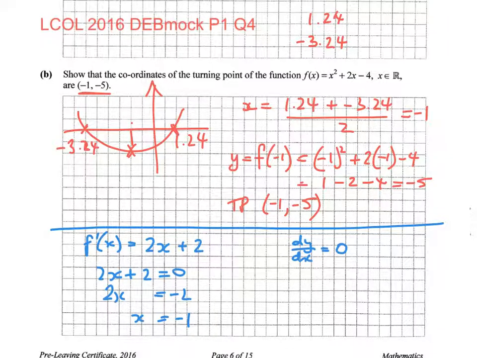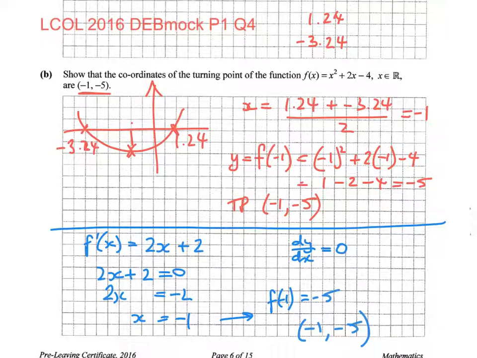And again, I then go and substitute that back into the original function, not the derivative function, but the original function. And as I had done here, go through that process, and I would get indeed the same answer. So my point again is (-1, -5). Two different methods, both will take about the same amount of time.